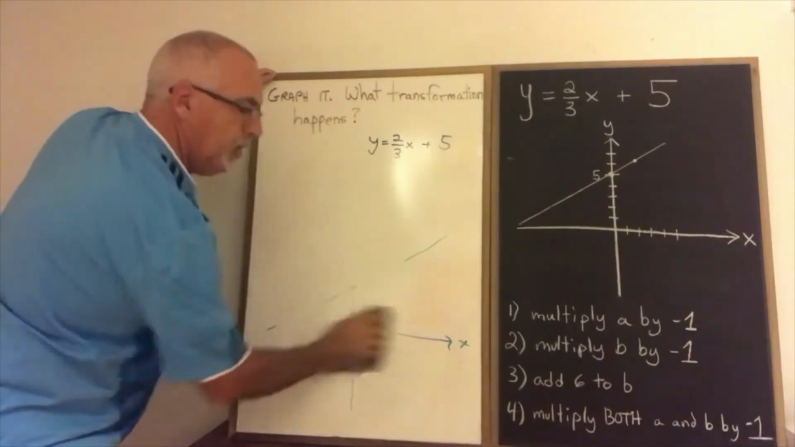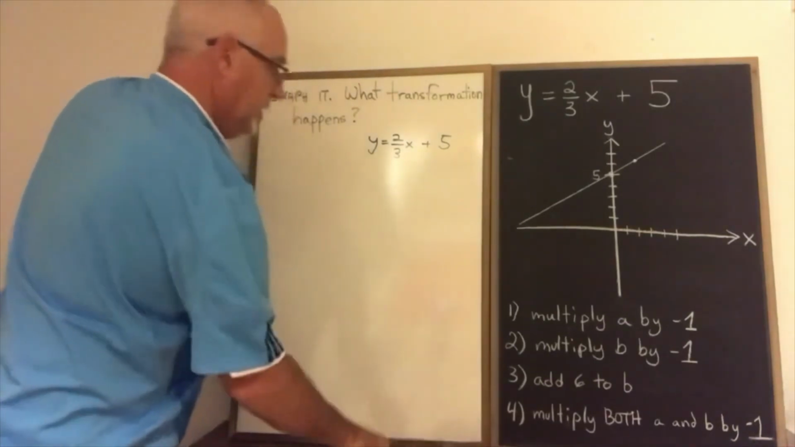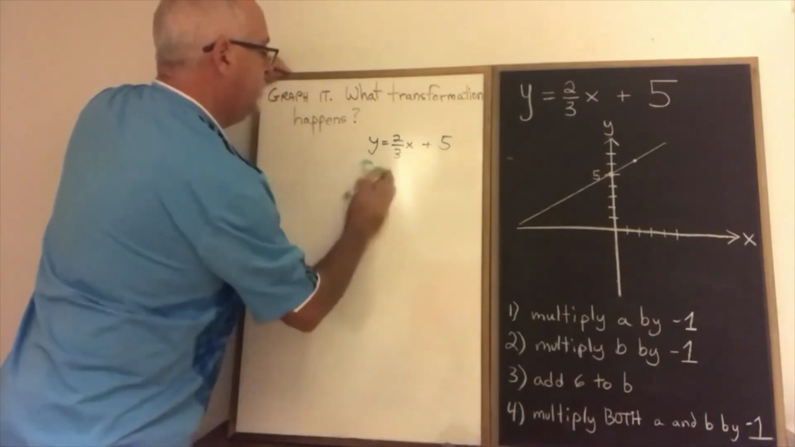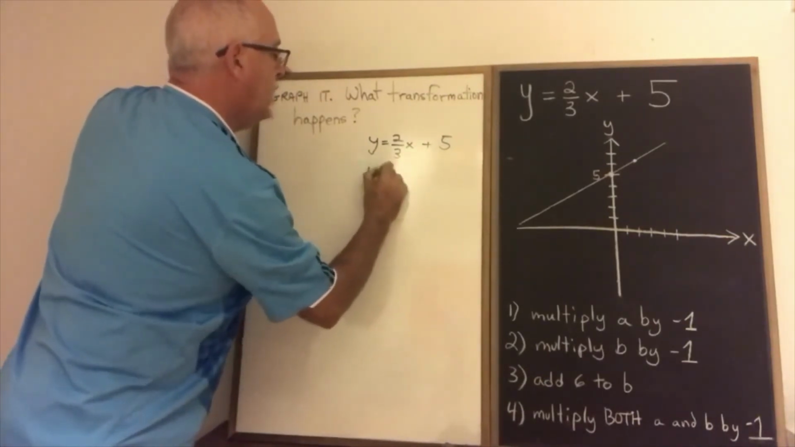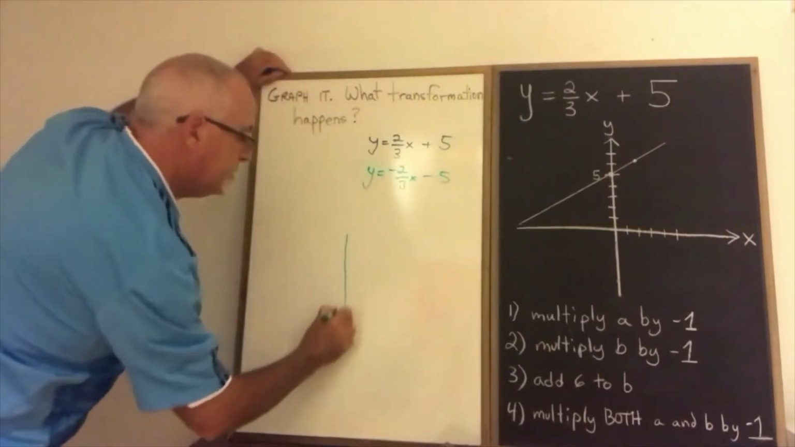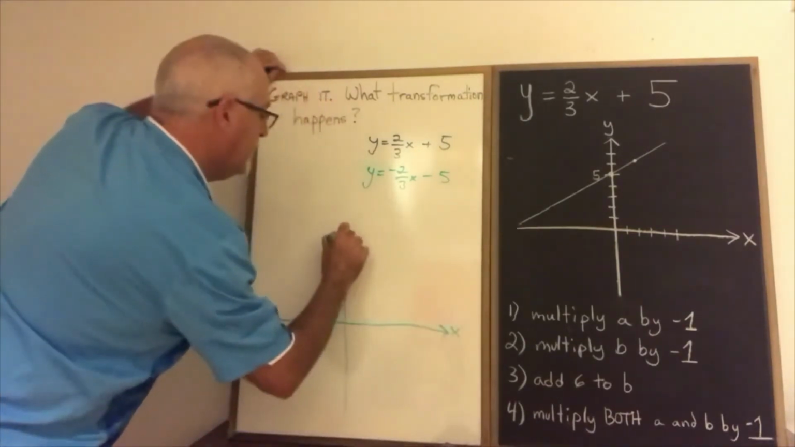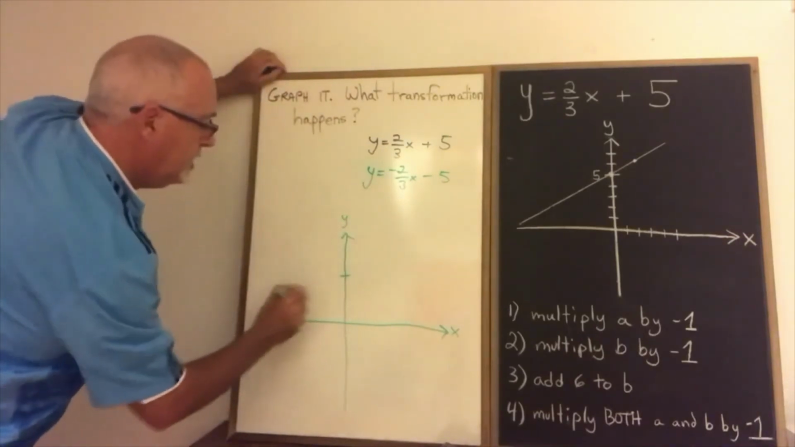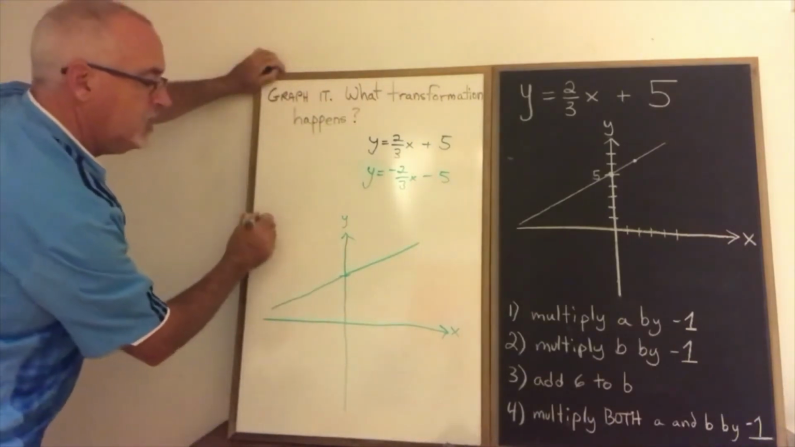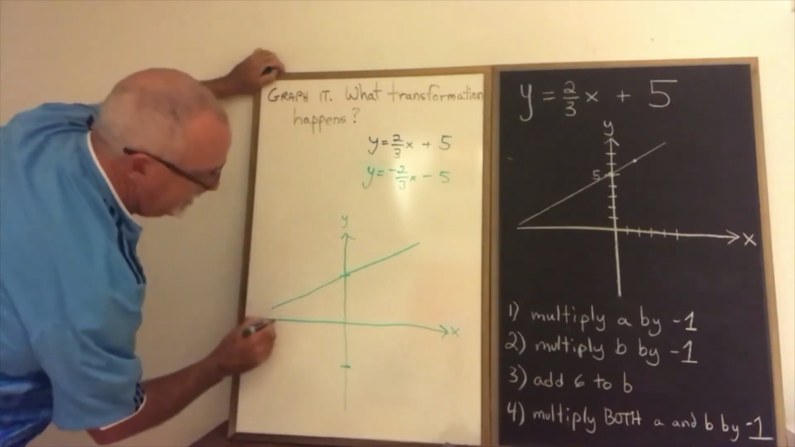Now this time we're changing both a and b by multiplying both of them by -1. So that means we're going to end up with y equals -2/3 x minus 5. The original looks something like this. Negative 2/3 x means that the slope is going downwards instead of upwards. And minus 5 means that the y-intercept is here.